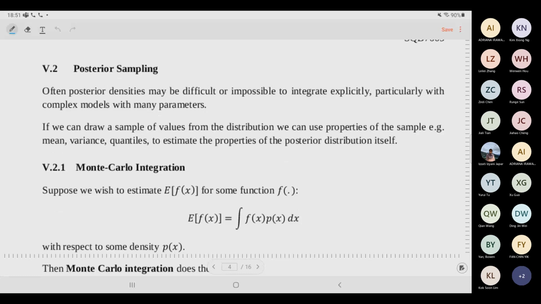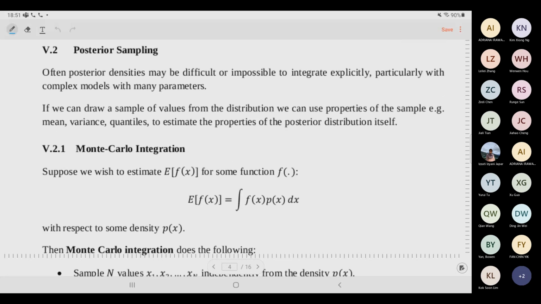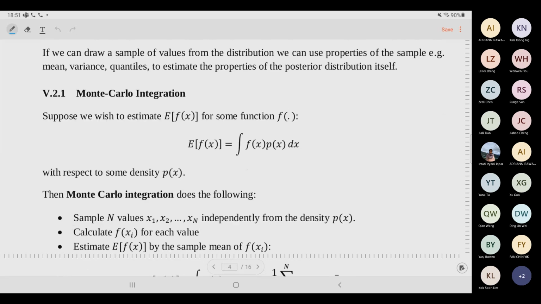Because when you use posterior sampling, it means that you sample from some distribution, and you want to use the sample to estimate the value or the properties of the distribution, for example mean, variance, quantile, intervals, and so on, such as the credible interval. This is also used in the MCMC part. The basic one is the Monte Carlo integration.